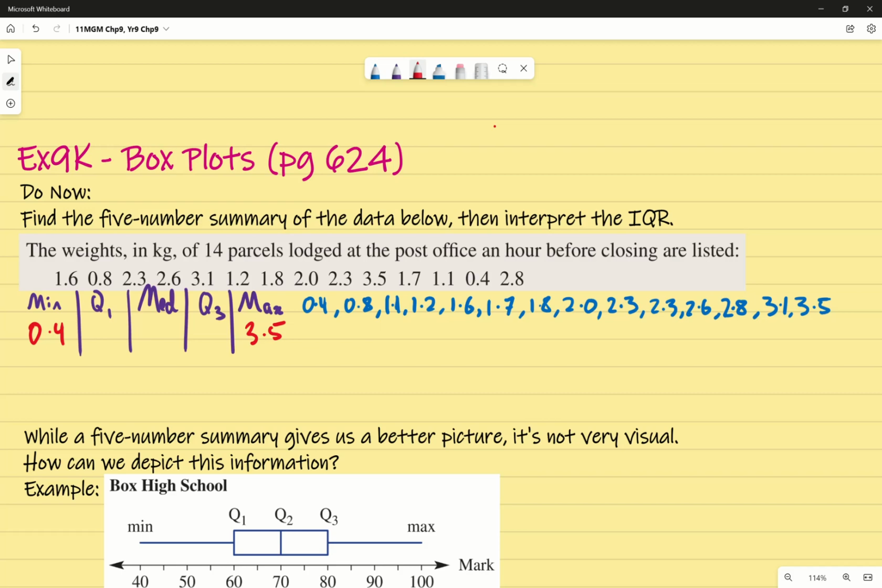Let's do the median. Now, if it's the median, I've got 14 bits of data. I can go count 1, 2, 3, 4, 5, 6, 7. This would be my 7th value. If I go the other way around, 1, 2, 3, 4, 5, 6, 7. This would be my other 7th value from the right-hand side. So how do I find my median?